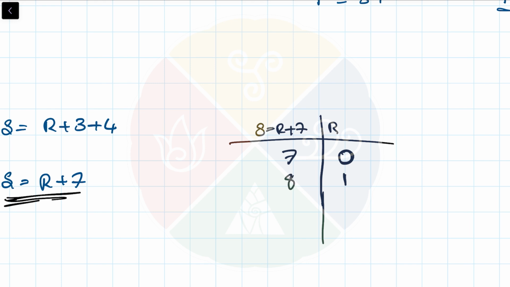R can be 0, 1. If R is 2, S can become 9. If R is 3, then S will become 10. That is not possible. That's a 2-digit value. So this is not possible. So basically the values for R and S are in this form.